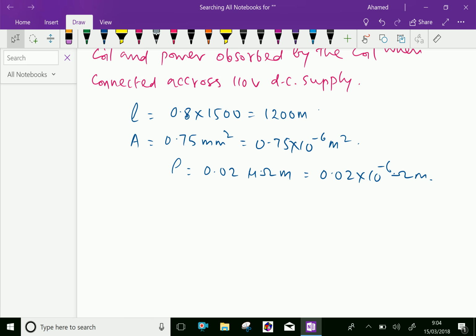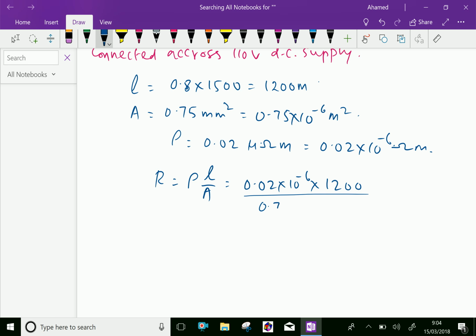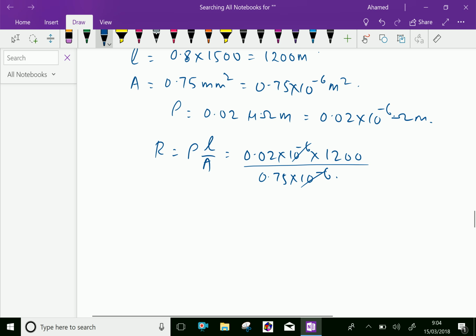Now let us apply the result of R, that is R equals rho into L by A. Rho is given as 0.02 into 10 to the power of minus 6, into length of the wire 1200, over cross sectional area 0.75 into 10 power minus 6. Both 10 power minus 6 cancel here. Then let us calculate the given values: 0.02 into 1200 over 0.75 equals 32 ohms.